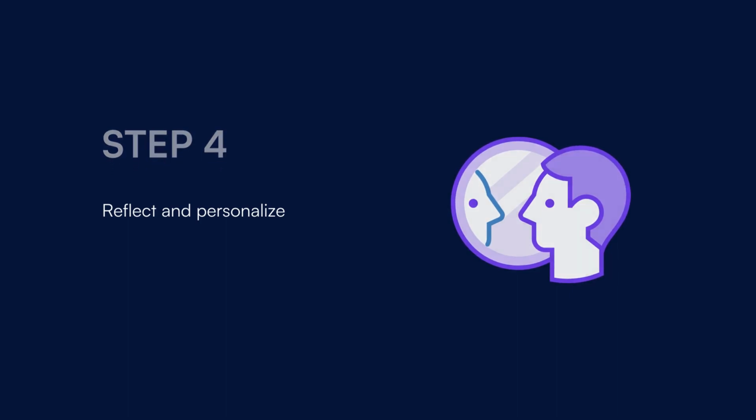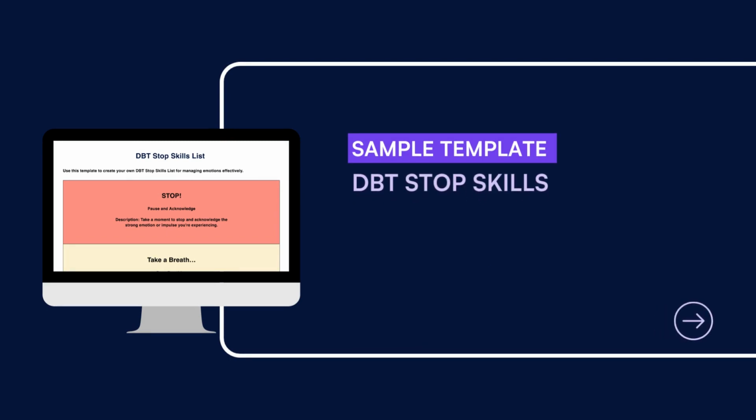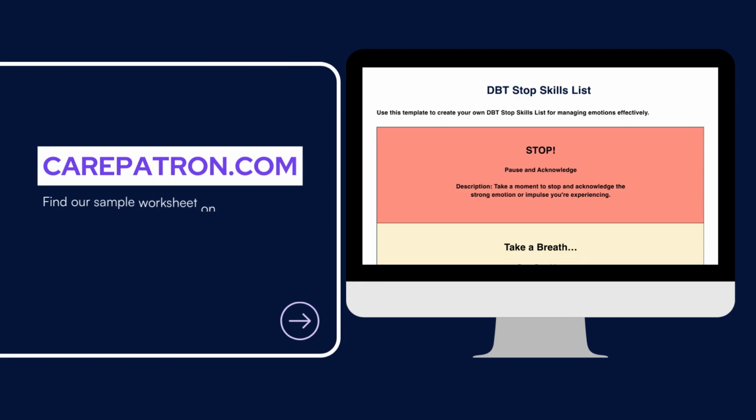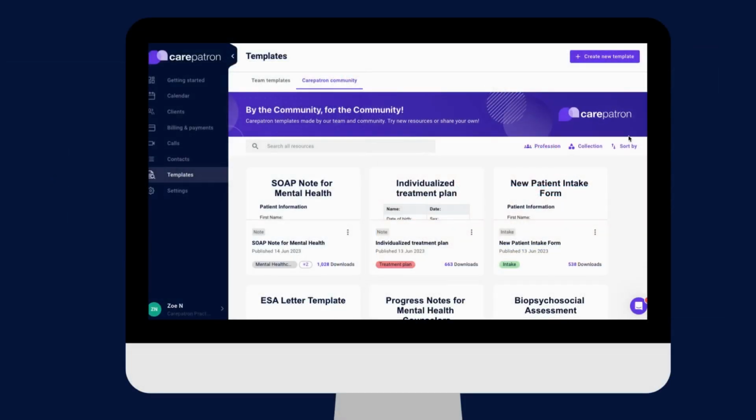Here is a sample of our DBT STOP Skills list, which you can find on our Carepatron platform. To find our DBT STOP Skills list, go to our Carepatron platform or click on the link in the description. In our template section, we have a variety of templates and worksheets for you to use with your patients. You can filter or type in keywords to find the worksheet.